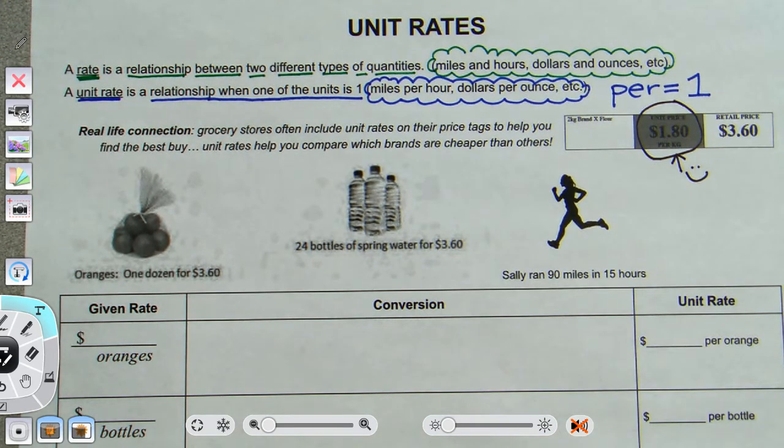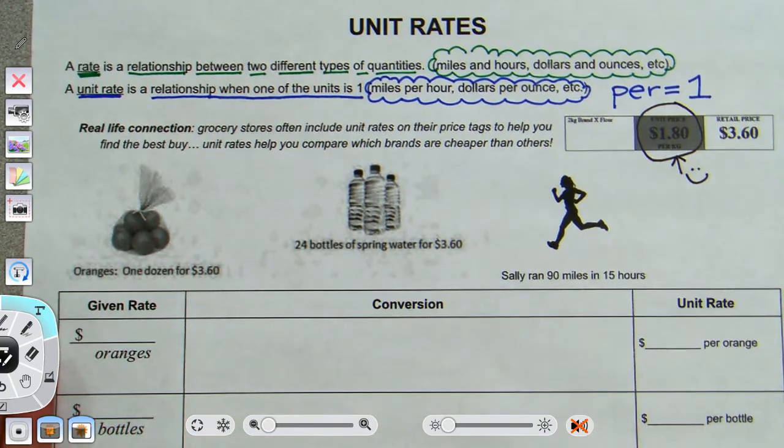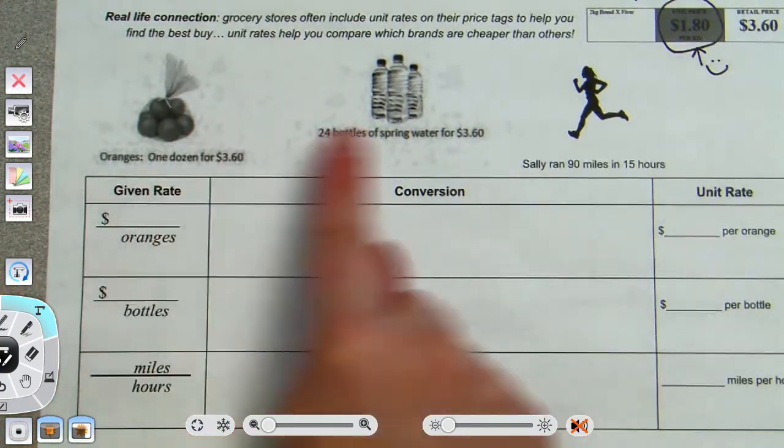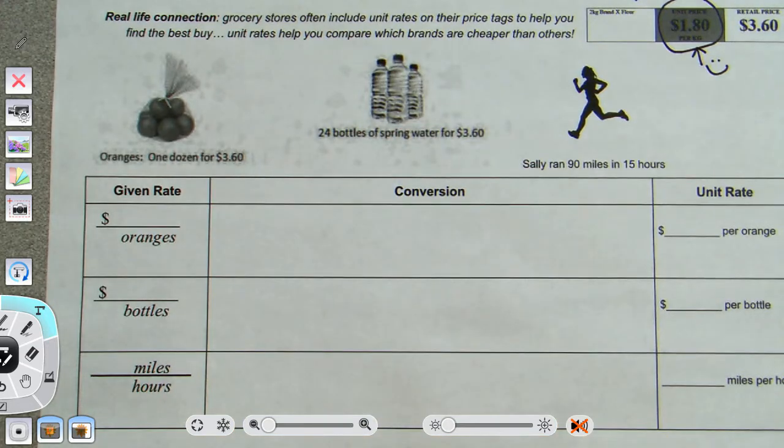So what we're going to do is we're going to use these 3 real life examples to fill out our notes. So these are rates that we might see in real life. And what we're going to do is we're going to convert them or change them and how they look down to a unit rate or a rate for just one item.